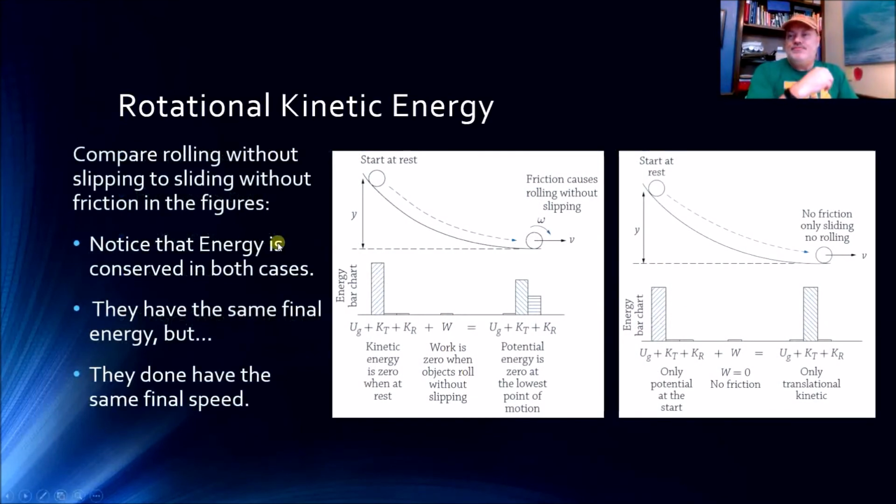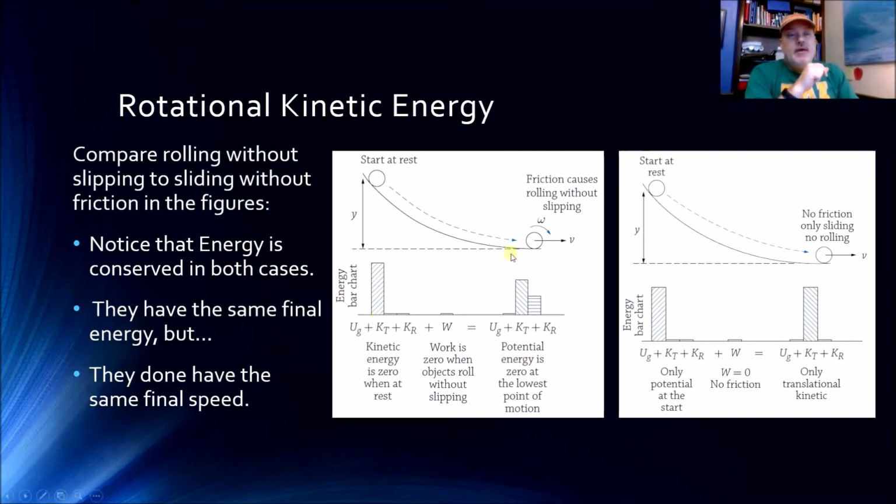So here's an example. We're going to compare these two examples. We have a ball starting at rest at the top, and friction causes it to roll without slipping, right? So we start with gravitational potential energy for our ball-earth system. And then there's no work done because it's rolling without slipping, and the normal force is perpendicular to the way it's going, so no work done. At the bottom, we have translational kinetic energy and we have rotational kinetic energy. These two bars must equal what we started with, the potential energy at the beginning.